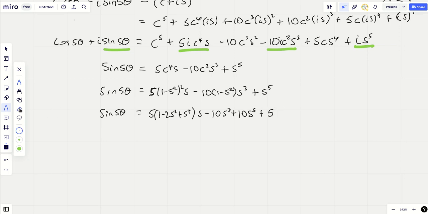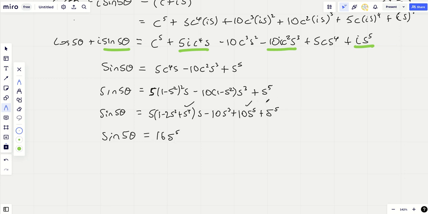Oh, that looks like a 5. Let's do it as an s to the 5. I'm trying to make it look like an s anyway. And now just simplify. So we get sine 5 theta is, tick as you go, you're going to have 5s to the 5 there, plus a 10s to the 5 is 15s to the 5, plus another s to the 5 is 16s to the 5.